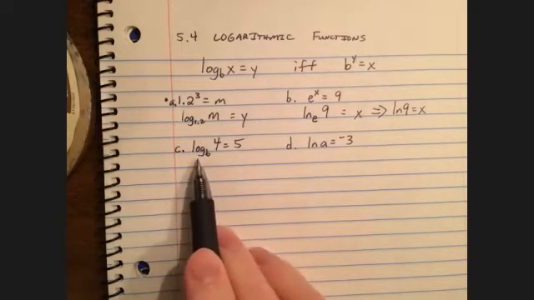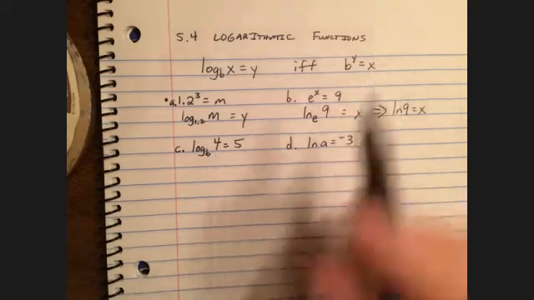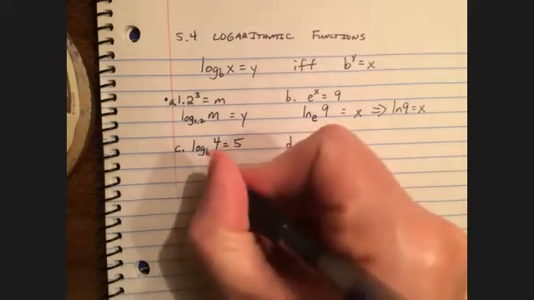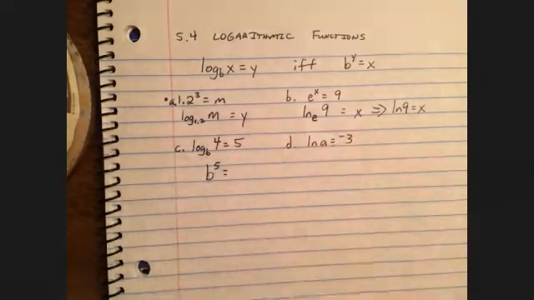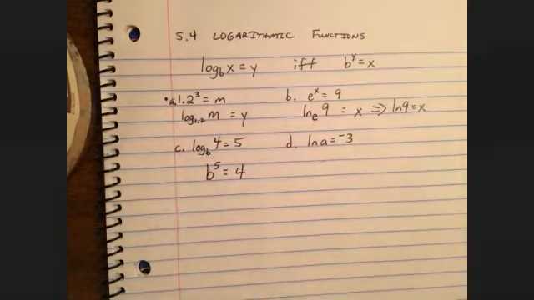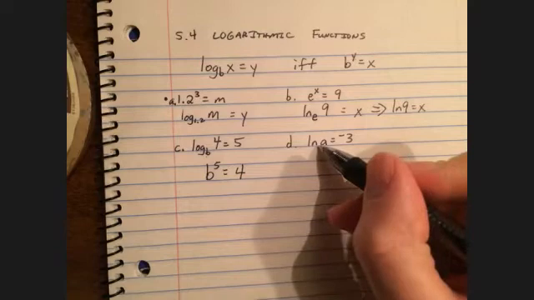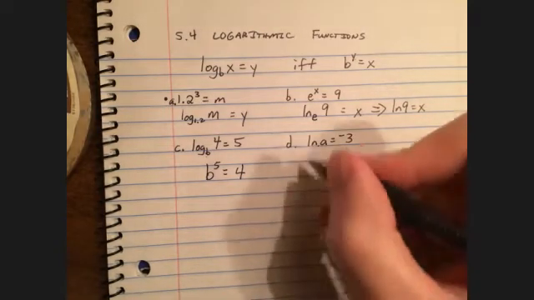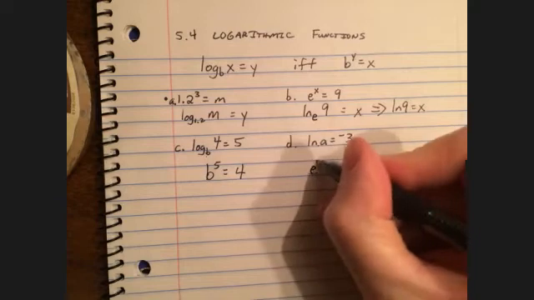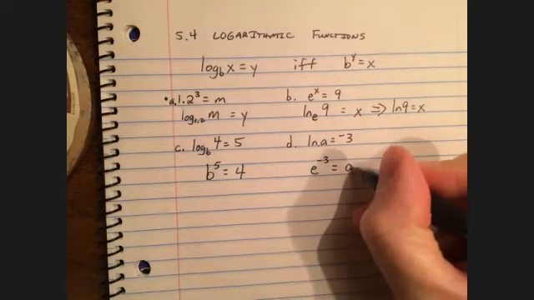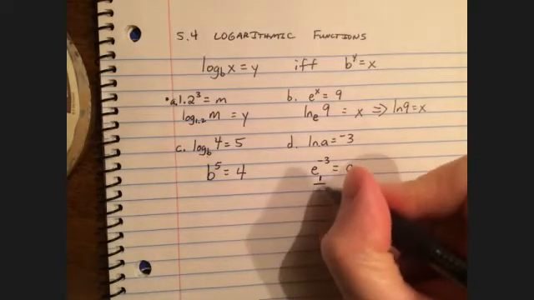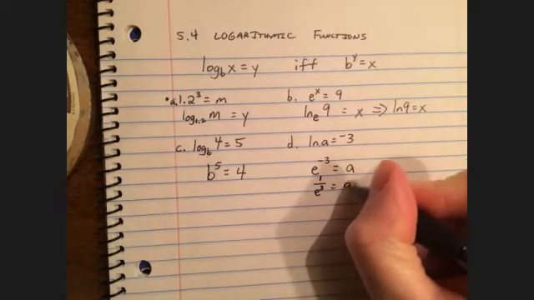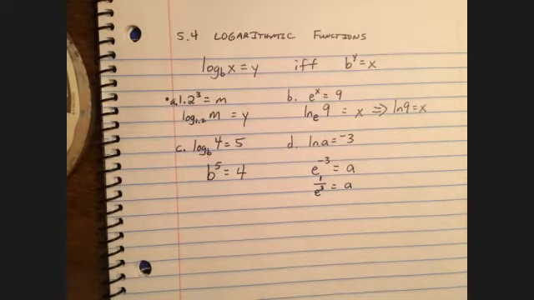All right, now we have log base b of 4 is equal to 5. So we can write that as an exponent. We'll take our b, raise it to the 5th power, and it's going to be equal to 4. So now we've written it as an exponent. And then our next one, remember ln is understood to be base e, so that would be e to the negative 3 is equal to a. And if you wanted to, we could rewrite that as 1 over e to the 3rd is equal to a in order to get rid of the negative exponent.